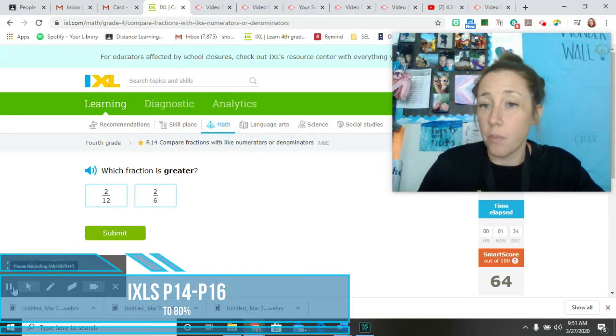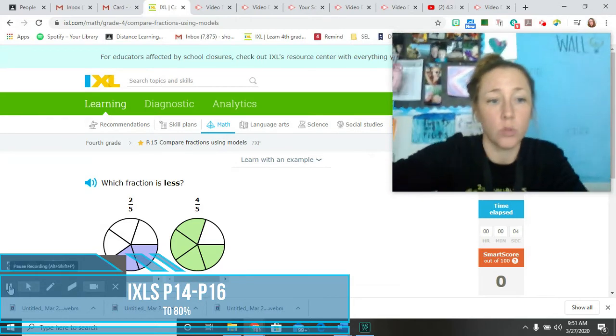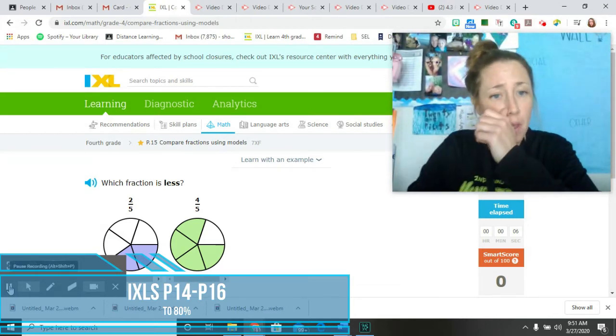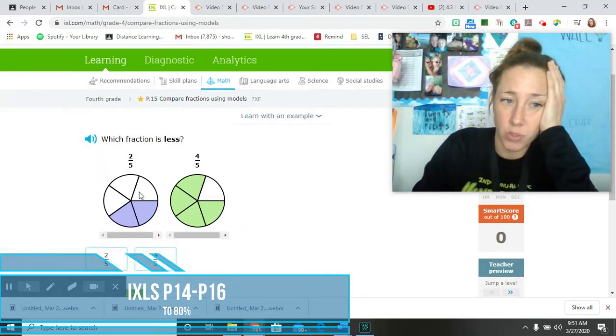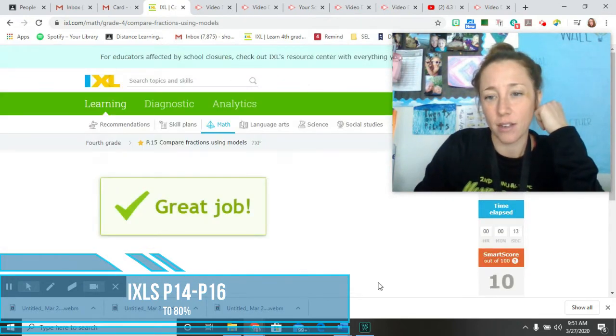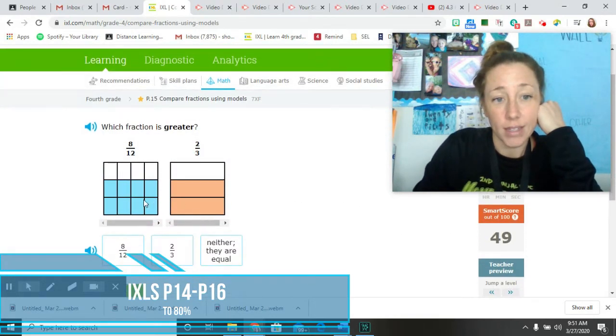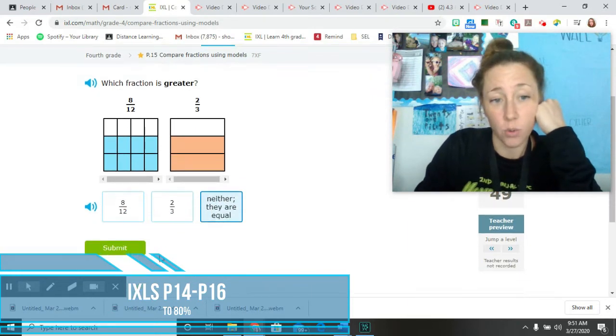On to P15. P15 is comparing fractions using models. So same thing, I can look at the picture. Which one's less? Well, 2/5, right? These ones, 8/12 and 2/3. If I look at the picture there, they are the same. So I would choose neither is greater, they are equal.